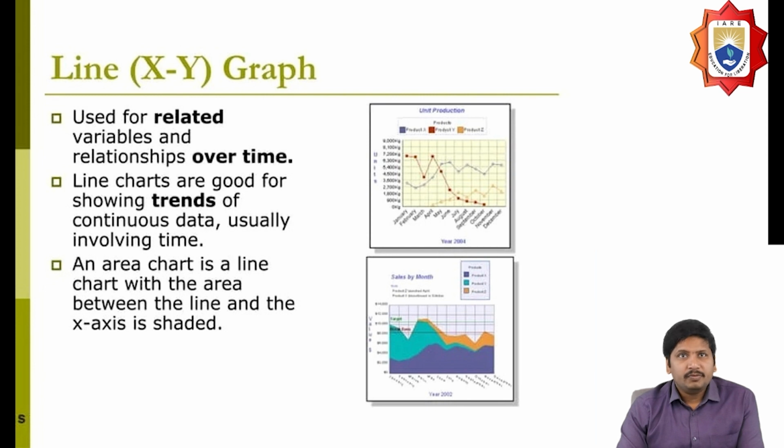And the second type of chart is what we call a line chart. Mainly this one is used for related variables and relationships over time, and line charts are good for showing the trends of continuous data.